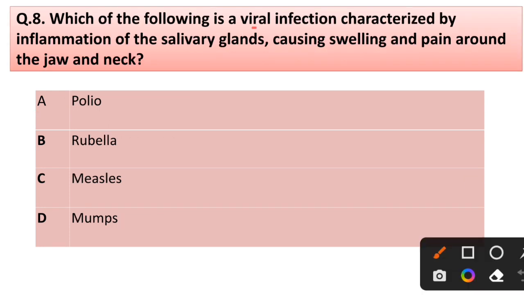Question number 8. Which of the following is a viral infection characterized by inflammation of the salivary glands causing swelling and pain around the jaw and neck? Polio, rubella, measles, mumps. Correct answer is option B, rubella.